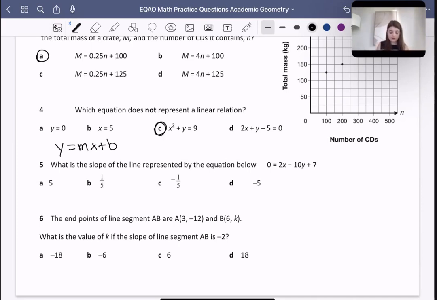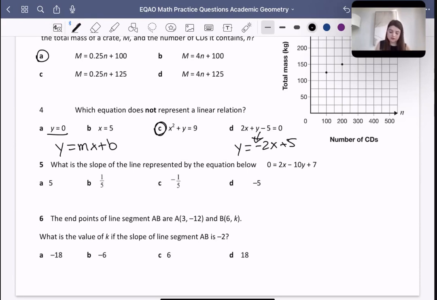Whereas all these other ones, even though here we have y equals 0, well, if our slope is 0 and our b value is 0, then we will get y equals 0. So that's fine. Same with x is equal to 5. That's still a linear relation, right? Where we would have an undefined slope. And then for D, it's also still linear because we could just rearrange this and say y is equal to negative 2x plus 5. We can rearrange this and get to this. And well, this looks like a linear relationship with y equals mx plus b, and so it's good.